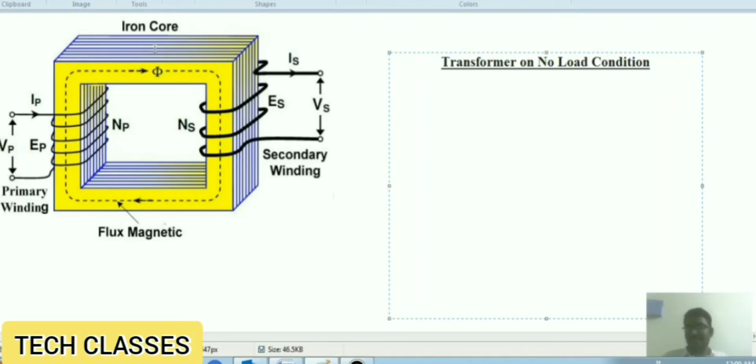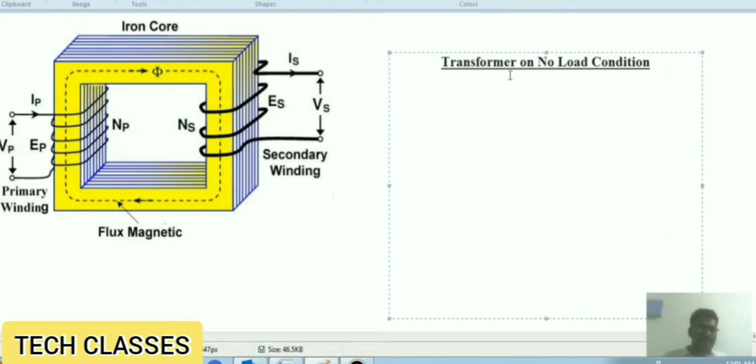So this is some description of the single phase transformer. Here, Vp is the primary voltage and Vs is the secondary voltage. Sometimes we represent Vp as V1, Vs as V2, Np as N1 and Ns as N2. Ep is E1 and Es is E2, that is the primary induced voltage and the secondary induced voltage. This is the primary number of turns, this is the secondary number of turns, this is the primary current and this is the secondary current. So this is the basic description of the single phase transformer.